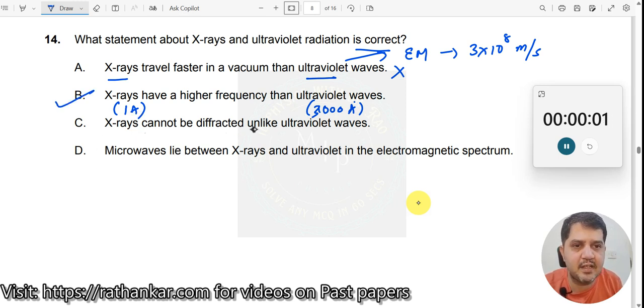X-rays cannot be diffracted, unlike ultraviolet waves. No, you can diffract the X-rays also. We have seen this in one of the experiments. So this is also incorrect.